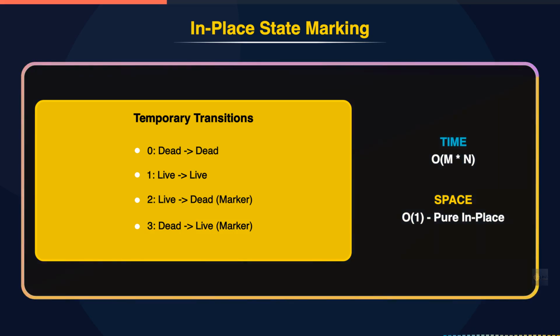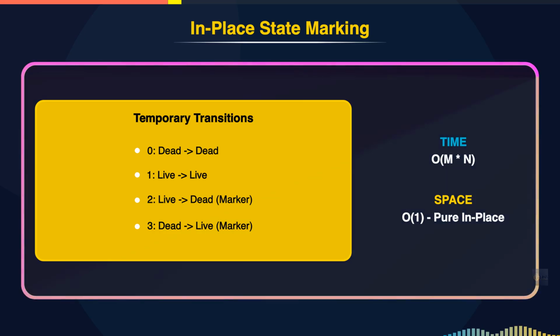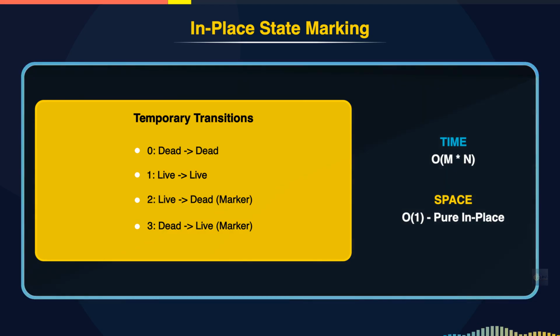This way, we can still tell if a cell was originally alive by checking if its value is 1 or 2. Once we have marked the entire board, we do a final pass to flip all the 2s to 0s, and all the 3s to 1s. Efficiency? Constant extra space.